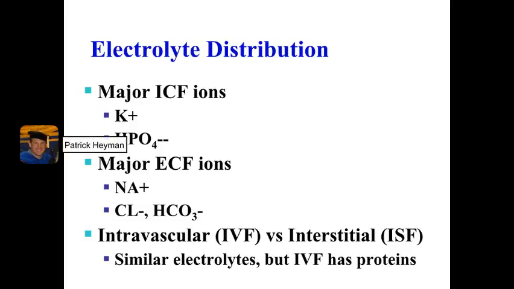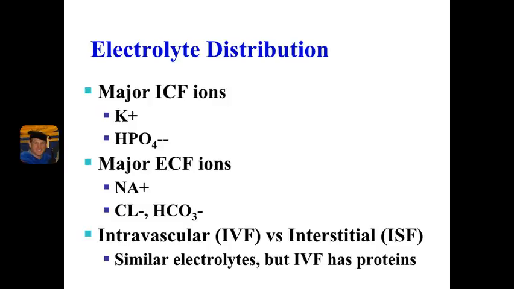Okay, when it comes to the major intracellular ions, you're looking at potassium and phosphate. And that makes a lot of sense if you think about it, because the sodium-potassium pump pumps sodium out and potassium in. At the same time, ATP, what's the P? Phosphate. So that phosphate is always being broken off the ATP and then being added back onto the ATP.